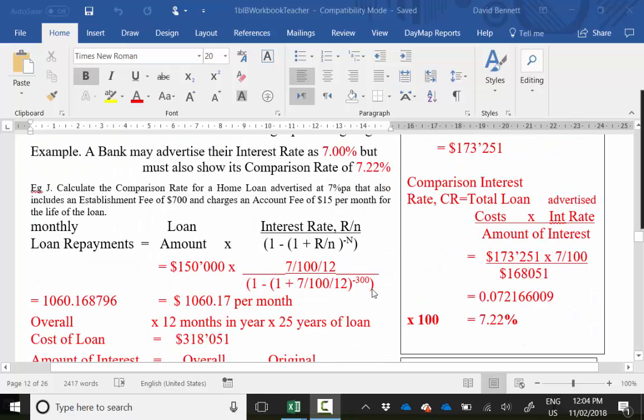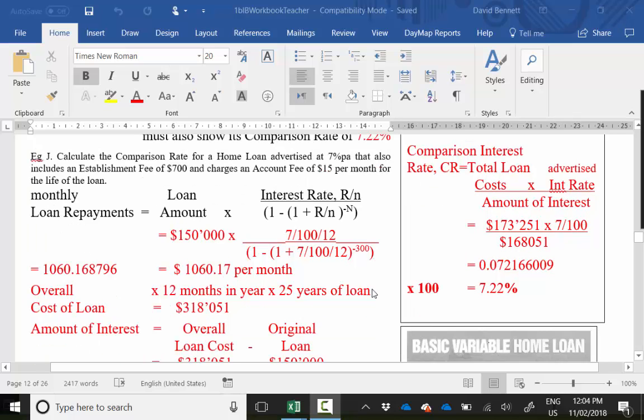All right, so let's go through this example. Let's say the loan's $150,000. We want to work out how much we have to pay every month over the 25 years. This is what it works out if you use your calculator or this formula here. So it's telling us we pay $1,060.17 per month for 12 months a year for 25 years.